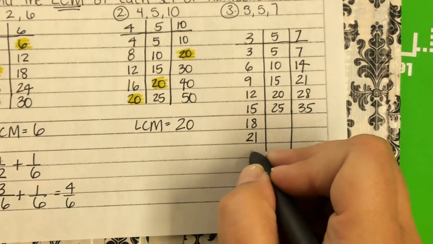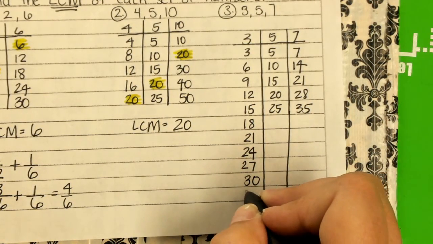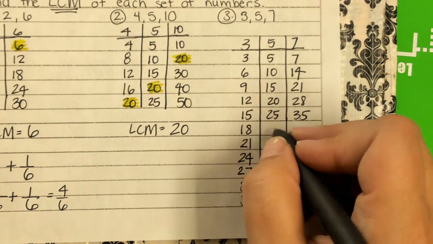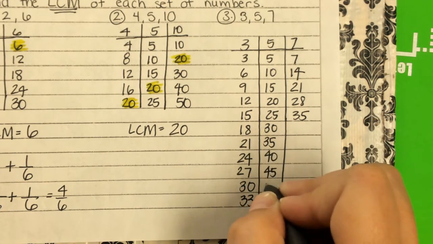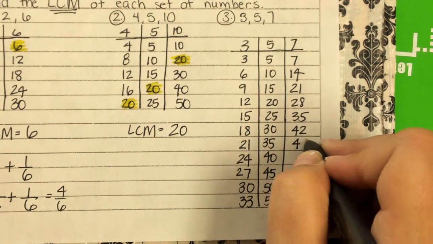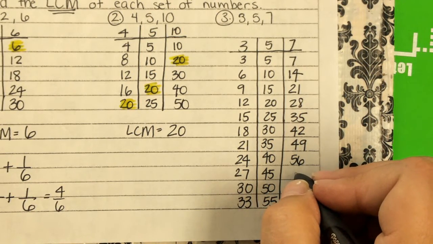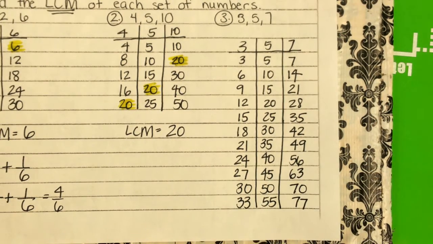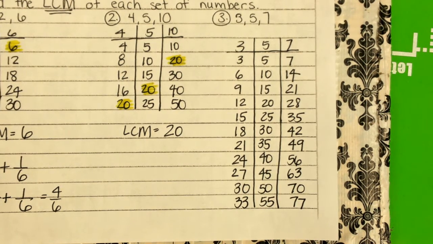18, 21, 24, 27, 30, 33. Am I there yet? I don't think it's going to work, is it? Oh, come on, 7. I know, that 7 is really throwing us off. We cannot get rid of 7. Let's see, 56, 63, 70, 77. Okay, so let's stop and talk. I've now listed 11 multiples. I still don't have a common multiple, do I?